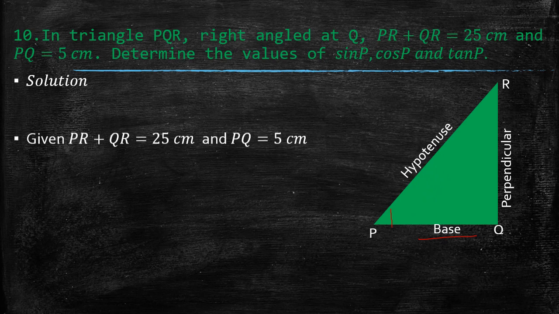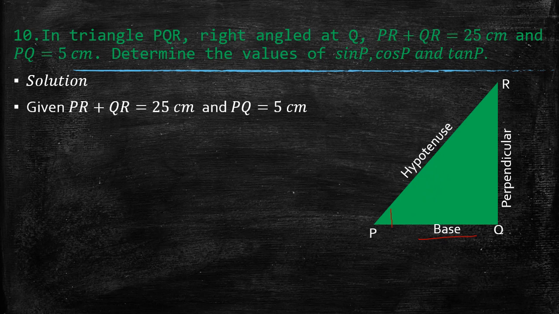Okay. Now what we have given? We have given here PR, that is hypotenuse, plus QR, that is perpendicular. Sum of these two sides is 25. Okay, not each side is 25. Sum of these two sides is 25, and PQ is given. This PQ is given 5 centimeter. Now, how will you find the distance? This is the thing.